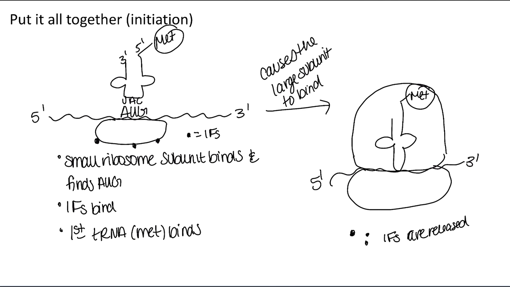And we can actually go ahead and write up our sites. So we have the E, the P, and the A. When the ribosome is fully assembled, that first tRNA carrying the methionine sits in the P site, or the peptidyl site. And we will see here in a second why that is important.